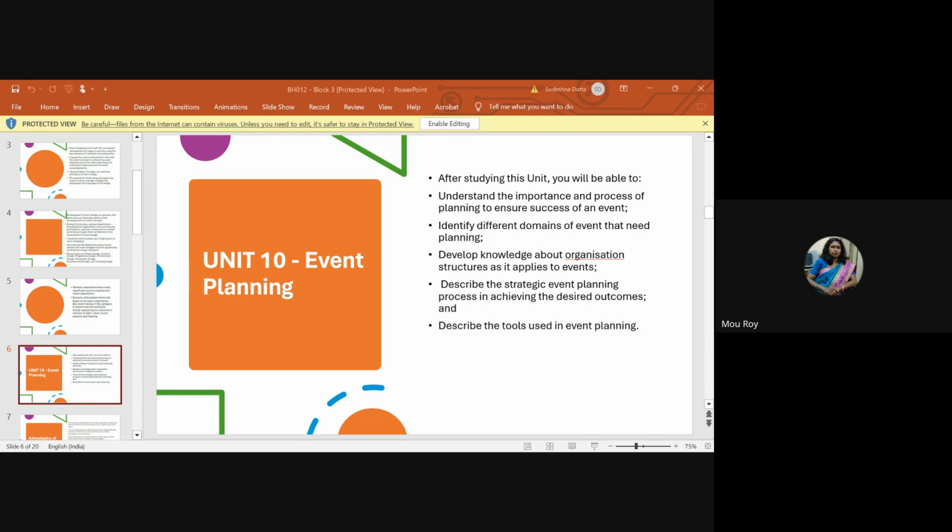Now, after studying this unit, you should be able to understand the importance and process of planning to ensure success of an event, identify the different domains of an event that need planning, and develop knowledge about organization structures as they apply to events. Describe the strategic event planning process in achieving the desired outcomes, and describe the tools that are used in event planning. Now, what are the advantages of event planning?